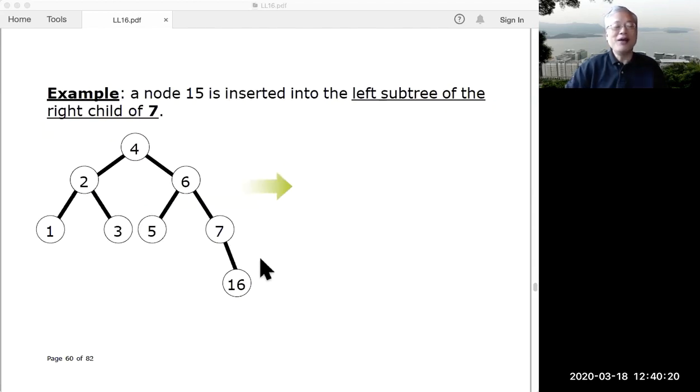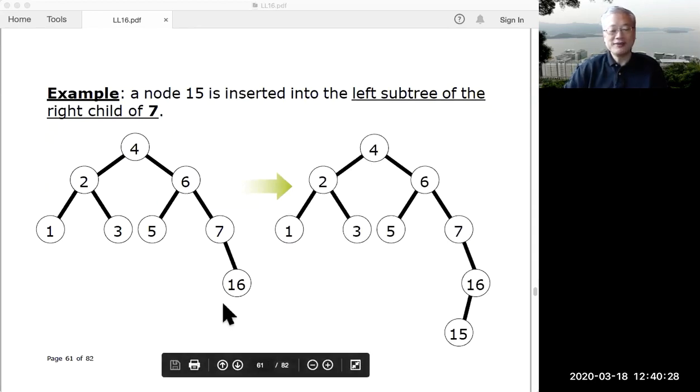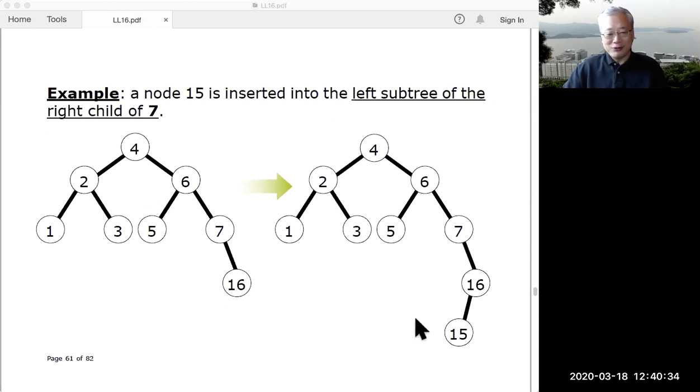Okay, so let me show you. Here I want to insert 15. Just like that. First, I would like to remind you which nodes have a problem. So it's 4, 6, 7, they all have a problem. And then we start with 7 because 7 is the lowest in terms of the level.